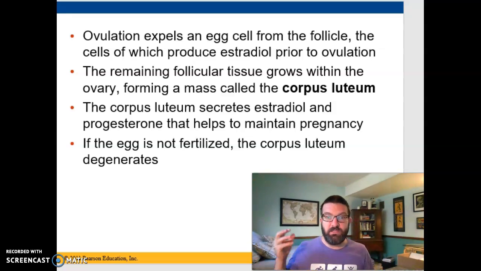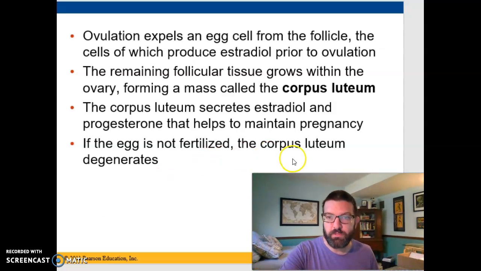What's left of the follicle in the ovary turns into something called the corpus luteum, which is pretty important. It secretes some estrogen, or estradiol, which is the type of estrogen we're talking about, and also progesterone. That maintains the internal lining of the endometrium from the uterus and allows a fertilized egg to implant and continue. If the egg's not fertilized, the corpus luteum will eventually break down and go away.